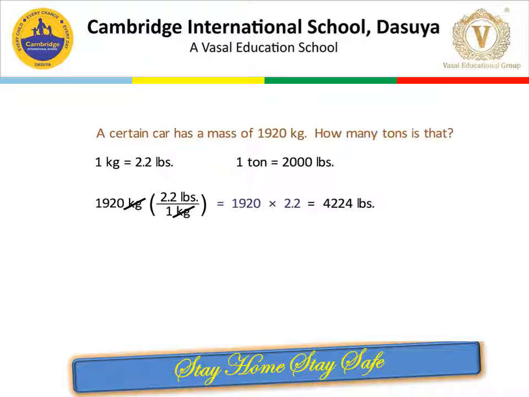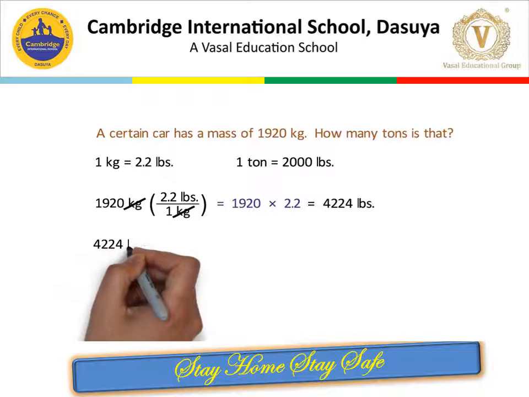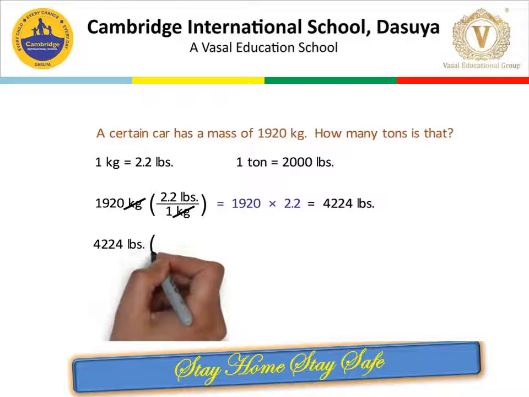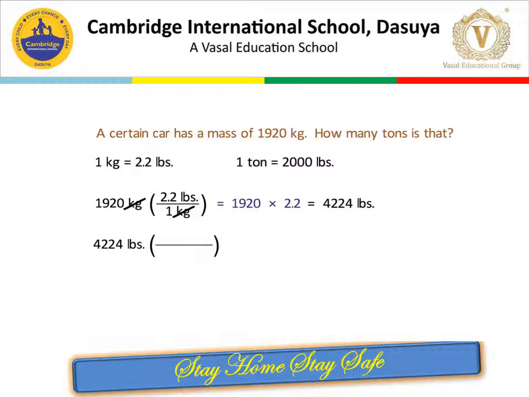But we're not done yet. We still need to convert the pounds to tons. The second step works exactly the same way. First, we write down the number that we want to convert, that is, 4,224 pounds, and then we multiply this by a fraction. We want to have pounds in the denominator of the fraction so that we can cancel out the pounds. But which pounds do we choose? 2.2 pounds or 2,000 pounds?